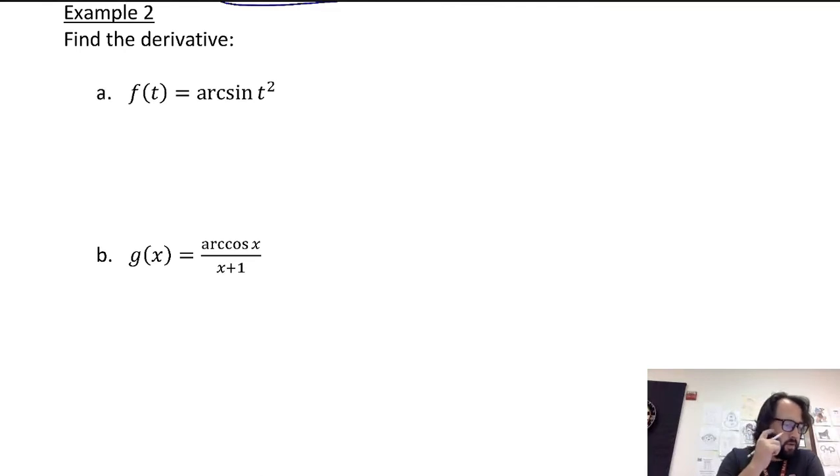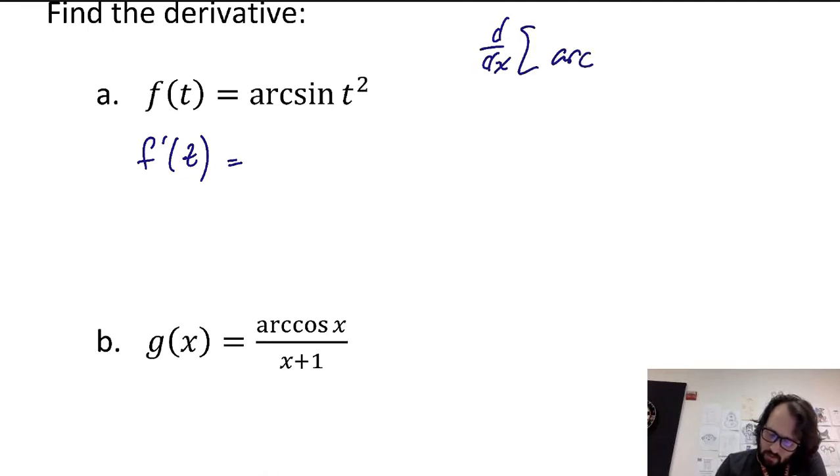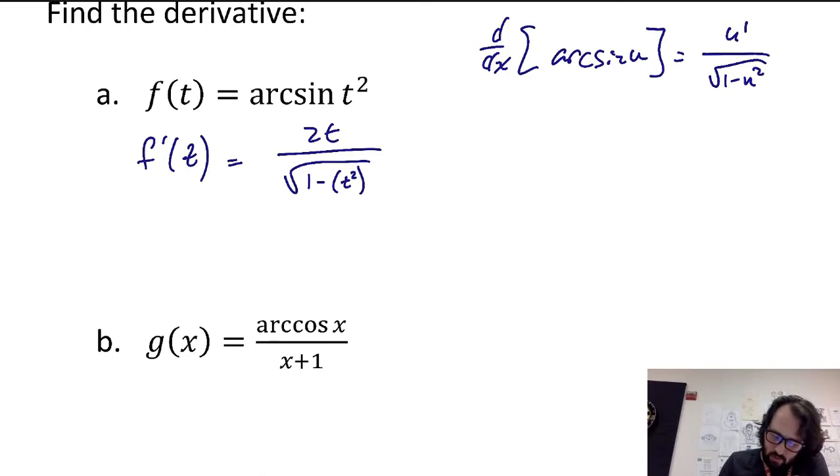All right, find the derivative here. So again, this is just using the chain rule or other things that we need to use in order to find these derivatives. Like on part B, you can use the product rule or you can use the quotient rule, either way, but we're just finding the derivative, no reason to simplify it. So f prime of t, so this is u prime, right? The derivative with respect to x of arcsine of u is u prime over the square root of 1 minus u squared. So 2t, because that's the derivative of my inside function, over the square root of 1 minus t squared squared.